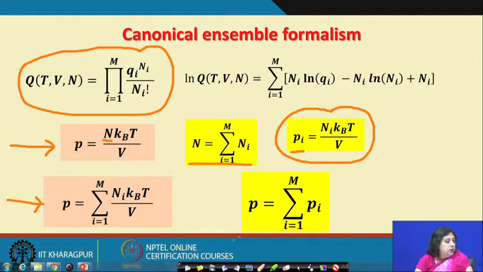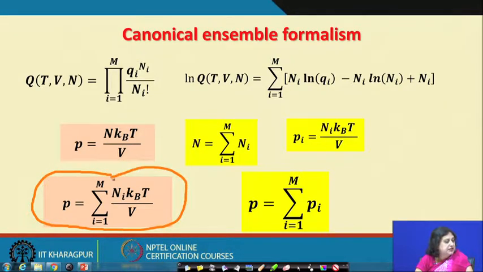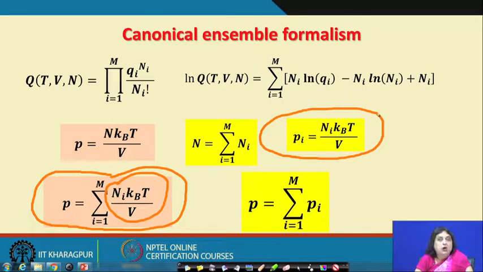Now, look back, what is it that we have achieved over here? We have written down the total pressure of the system as a sum of this quantity, and this quantity is nothing but the partial pressure of each of the components present in the system, by definition. And then you combine these two and write this down, and that is nothing but Dalton's law of partial pressure.